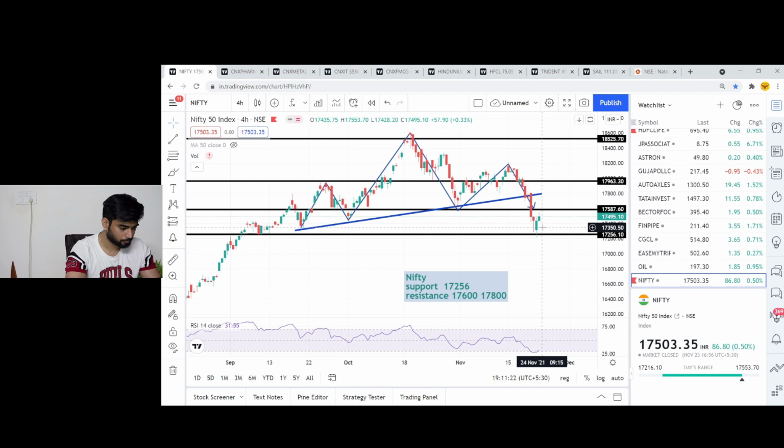This is what has happened in Nifty today, and in the majority of indices and many stocks as well. If you just look at this particular Nifty chart, there is a great amount of support, which yesterday also I mentioned, of around 17,256, and from exactly that level we have seen Nifty rising back. Now what can be expected?